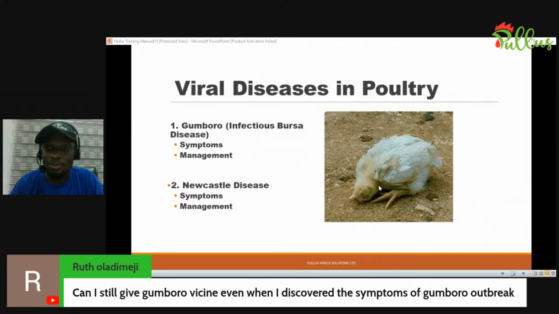Okay. Ruth Oladimeji said, "Can I still give Gumboro vaccine even when I discover the symptoms of Gumboro outbreak?" No, no, no. Part of the precautions of vaccination is that you should vaccinate birds that are healthy, not sick. So do not vaccinate birds that are sick. You're supposed to vaccinate birds when they are healthy. So when you already have this challenge, you're supposed to look towards managing it first.